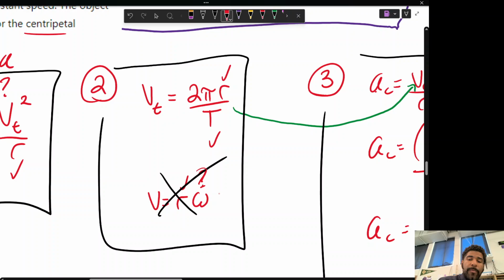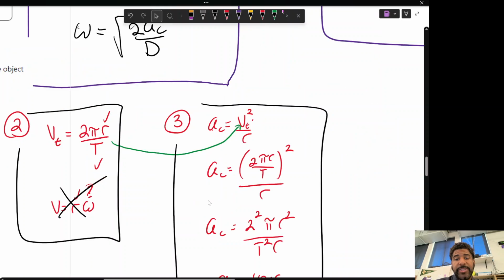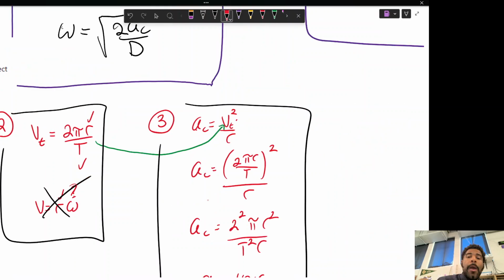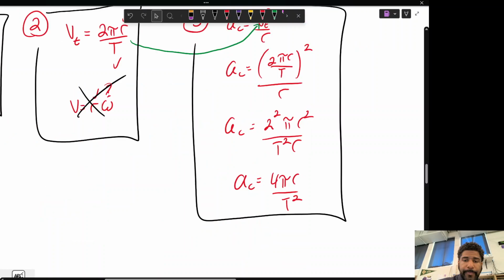Now, since I know everything here, I know the radius and I know the period, I'm going to come back over in here, plug it into my original AC equation, and when I simplify things out, this is what I end up getting. You'll follow a very similar process with the other ones.